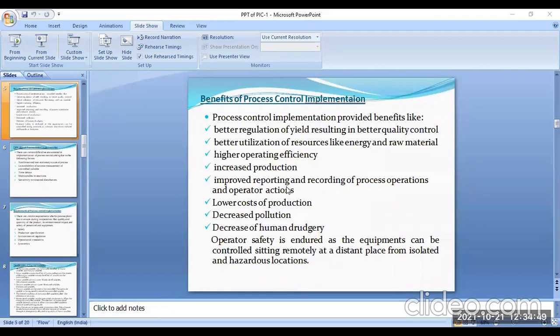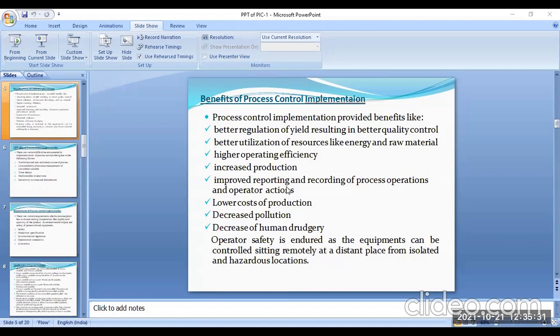Number one, better regulation of yield, resulting in better quality control. So this is the first one. When you use a better technique, you can easily control your large time, shorten the time, and implement it. You receive a lot of output at a time. So this is better regulation of yield resulting in better quality control. This is the first criterion.